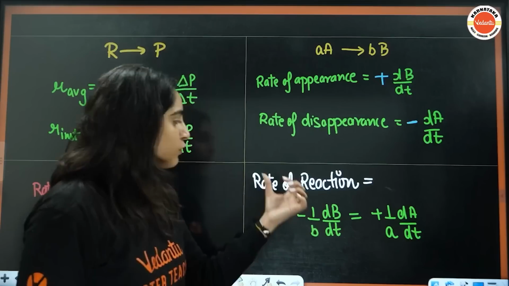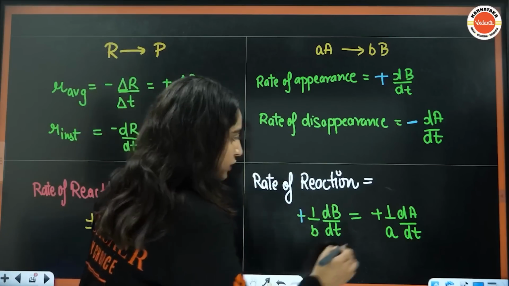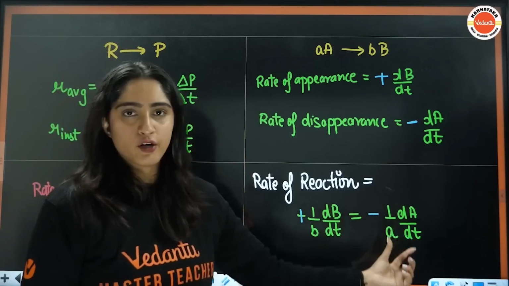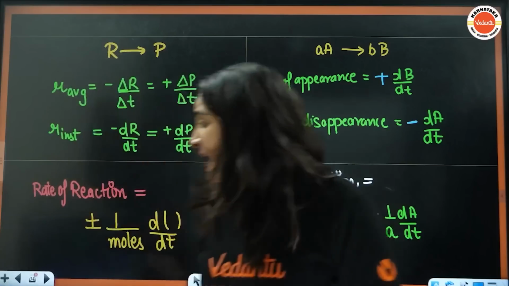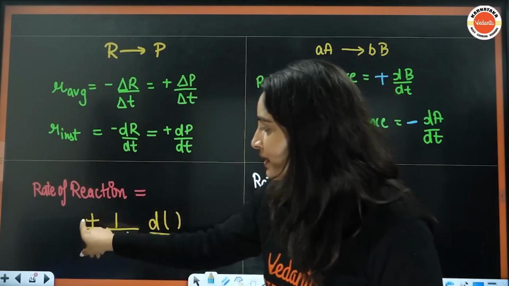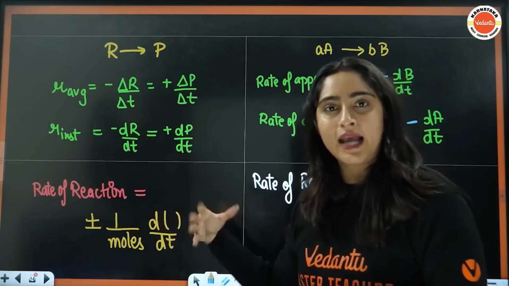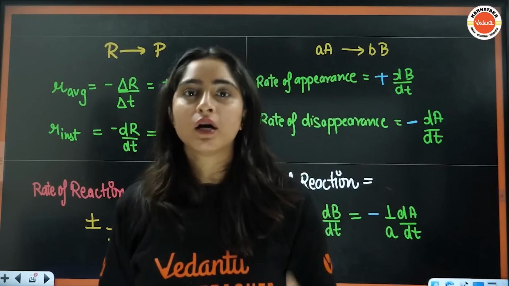So because of that, you will also say rate of reaction will be equal to, this is for appearance and this is for disappearance. So rate of appearance, rate of disappearance, and also write the number of moles. That's why I have written rate of reaction is equal to appearance or disappearance, 1 by moles, d of whatever will be the reactant or product, divided by dt. So always divide it with the moles.